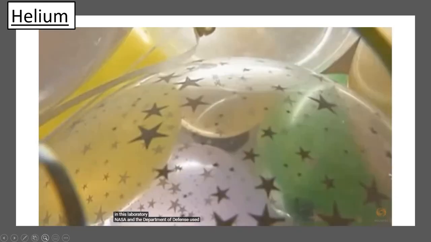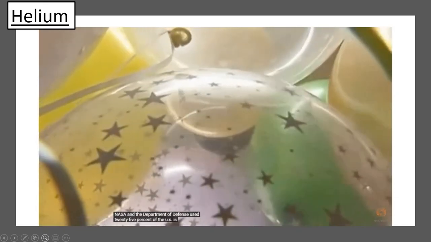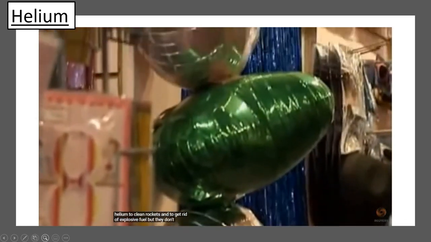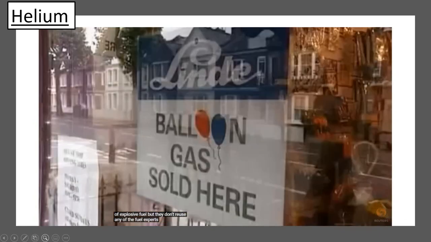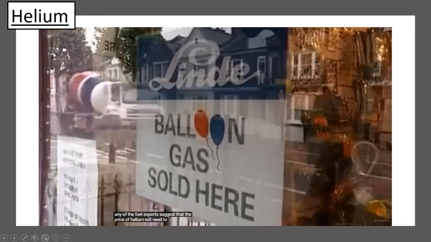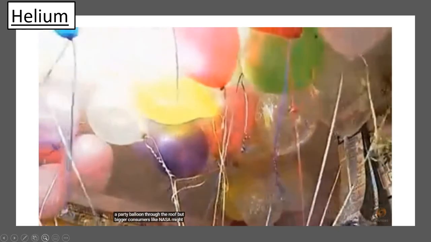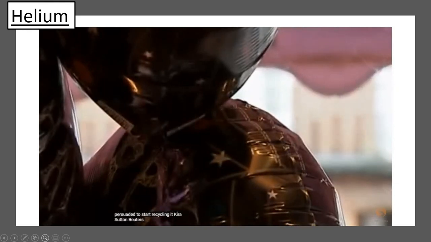NASA and the Department of Defense use 25% of the US's helium to clean rockets and to get rid of explosive fuel, but they don't reuse any of the fuel. Experts suggest that the price of helium will need to rise dramatically. This will send the cost of a party balloon through the roof, but bigger consumers like NASA might be persuaded to start recycling it. Kira Sutton, Reuters.